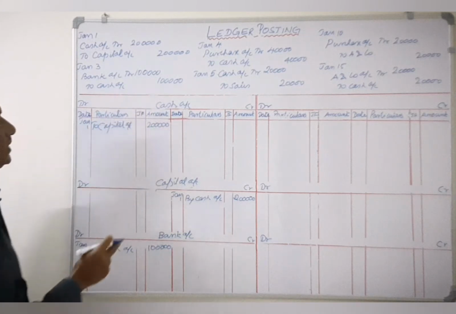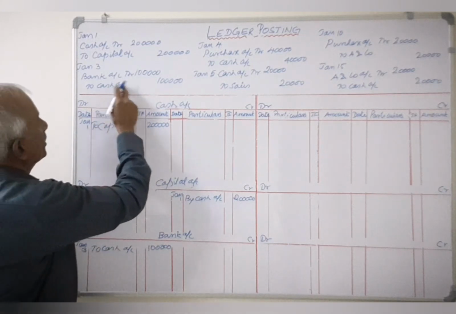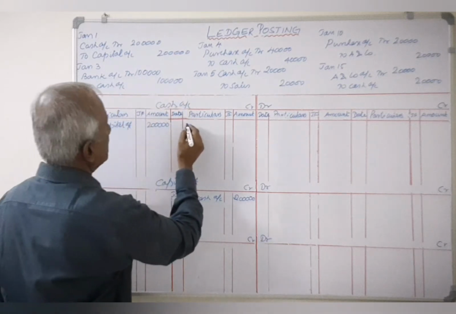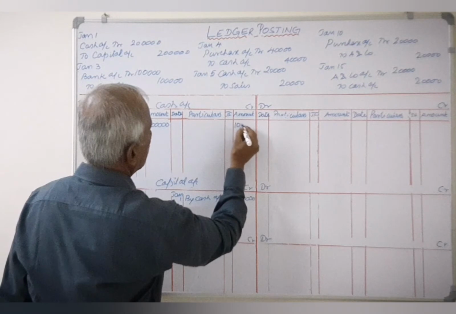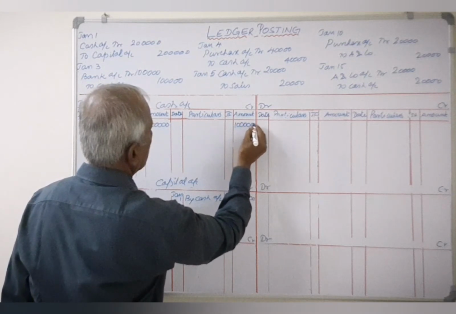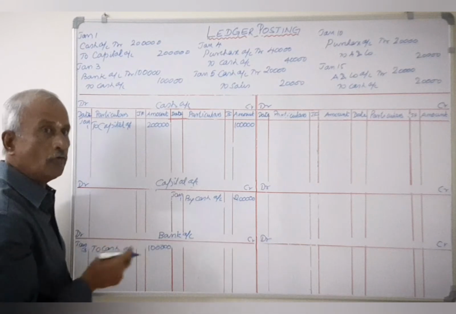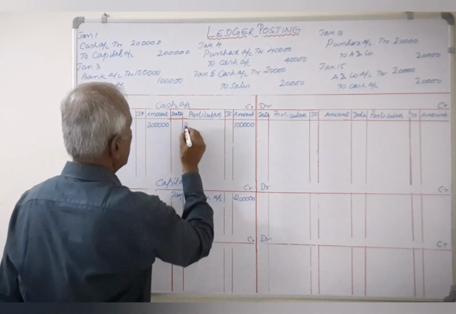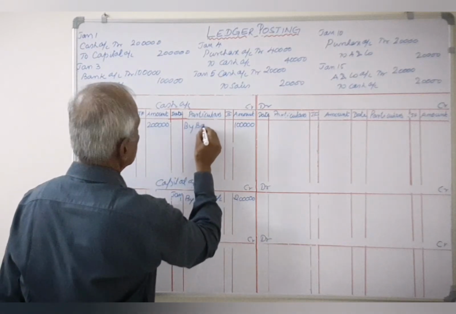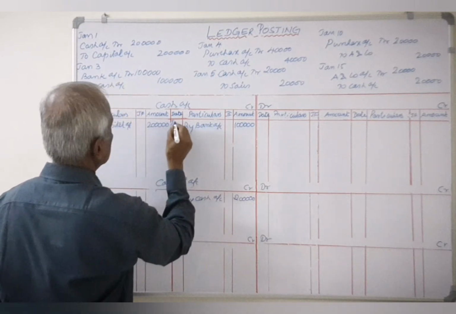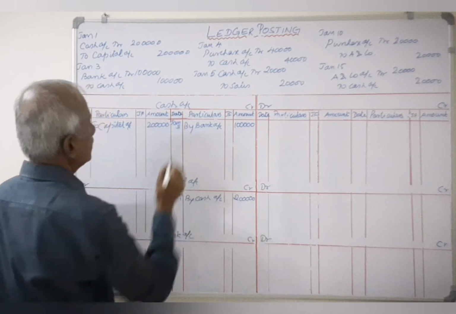Cash account is here. On the credit side of the cash account, you have to record 1 lakh. Now this is the credit side, so let us record 1 lakh. Against it, you have to write the name of the debit account in the journal. So by bank account. The date is January 3rd.